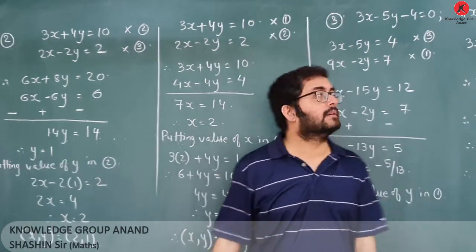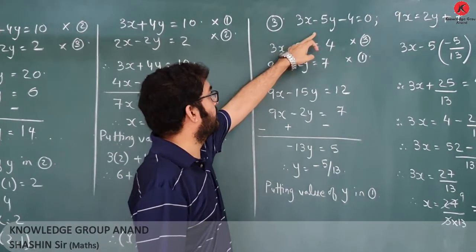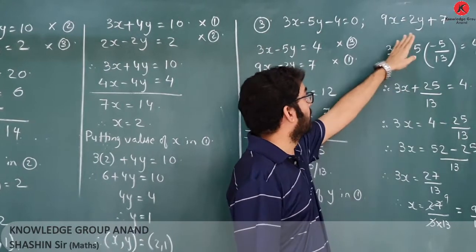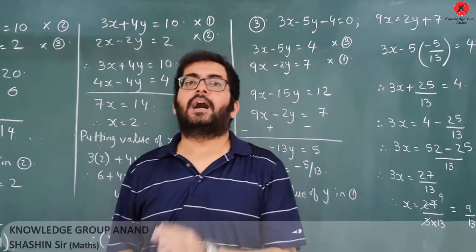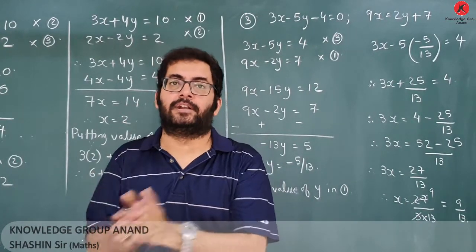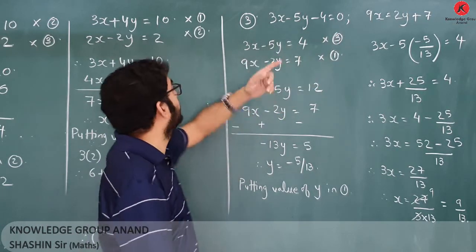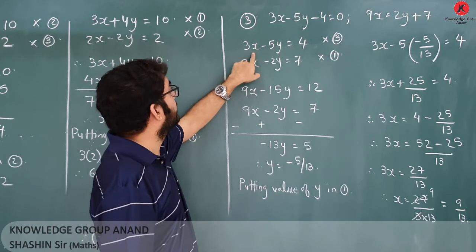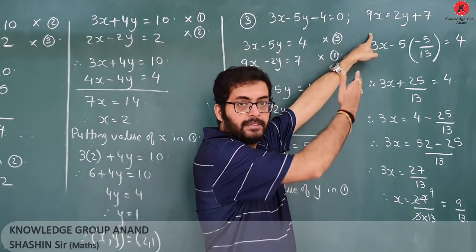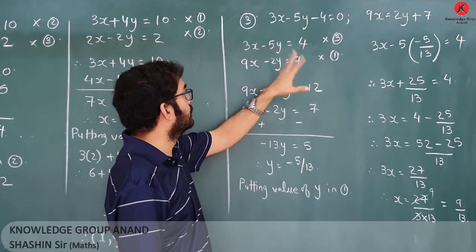So one more sum, that is question number 3. 3x minus 5y minus 4 is equal to 0 and 9x is equal to 2y plus 7. So first I will change the equation into a form which can be easily calculated using the elimination method. So I will take this constant term on the right hand side. So now my equation is 3x minus 5y is equal to 4. In the second equation, I will bring this 2y on the left hand side. So the equation becomes 9x minus 2y is equal to 7.